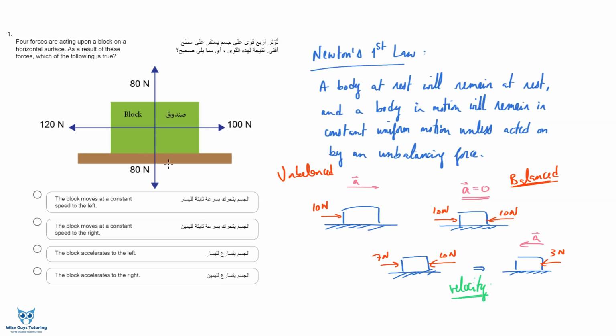In the case of this box, let's go back to the box. We can tell that the vertical forces are balanced, and therefore there is no acceleration in the up or down direction. Now, what about left and right? I can see that there is 120 newtons to the left and only 100 to the right. So the net resultant force is 20 newtons to the left. Because this is an unbalanced force, we will have an acceleration in the same direction as the resultant force, making our correct answer, the block accelerates to the left.